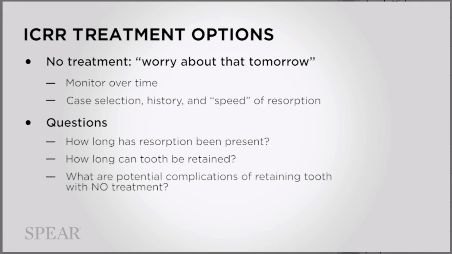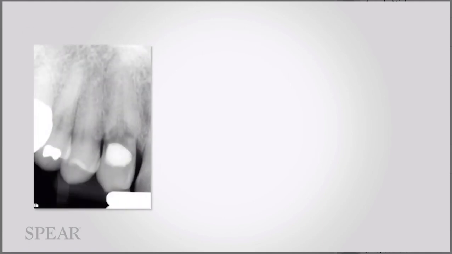So what are the potential complications of retaining a tooth with no treatment at all? What's the value of the repair phase along that period of time? So here's a case that was sent over with some cervical invasive root resorption. And as you see here with that pink line, that's the level of the free gingival margin. And as you look here with this red line, that's how extensive the apical extent of that cervical resorption is, at least radiographically.